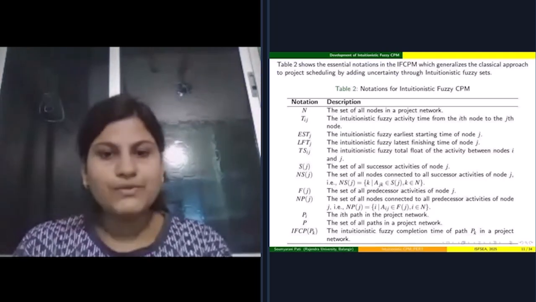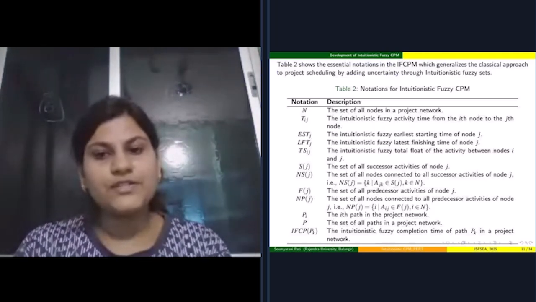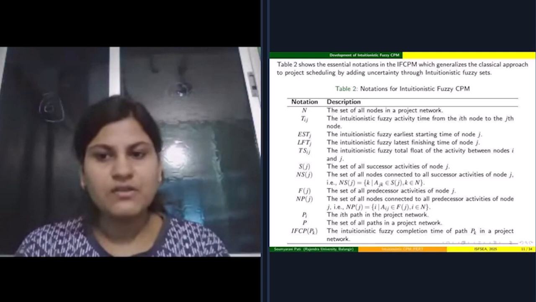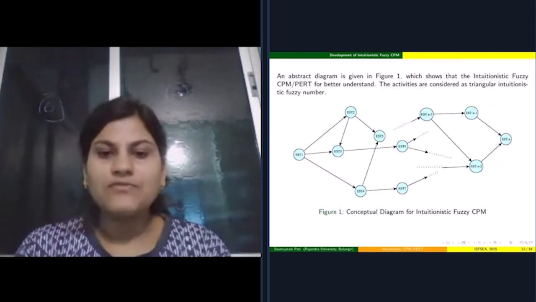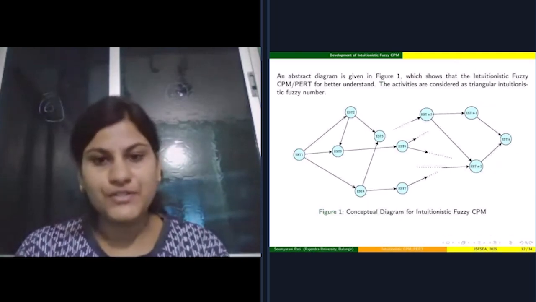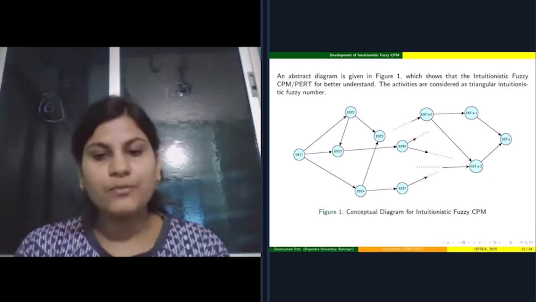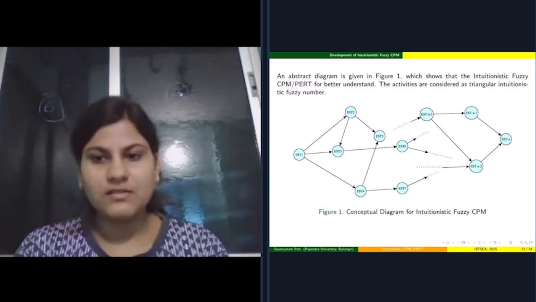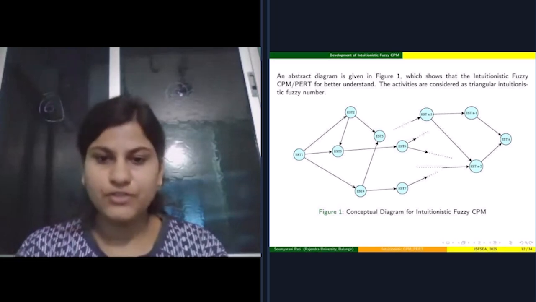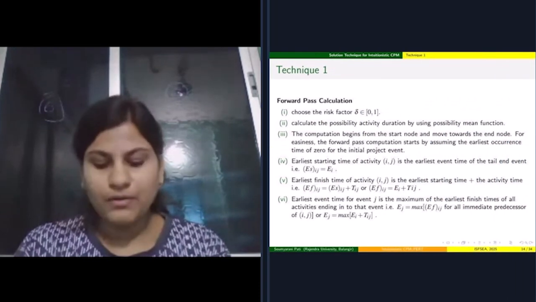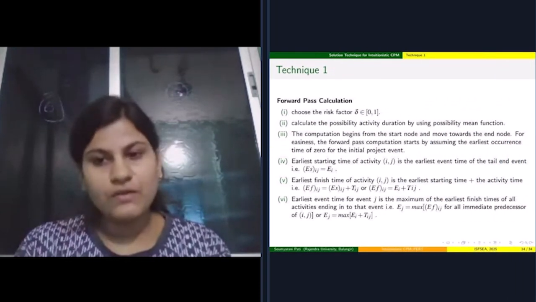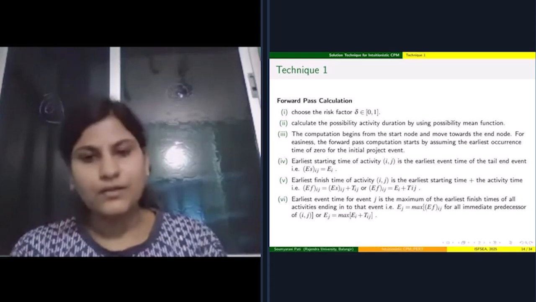This slide shows the essential notation in the intuitionistic fuzzy CPM, which generalizes the classical approach to project scheduling by adding uncertainty through intuitionistic fuzzy sets. This is the abstract diagram which shows that in the intuitionistic fuzzy CPM, for better understanding, the activities are considered as triangular intuitionistic fuzzy numbers. Then we discuss two ways to solve CPM and algorithms.